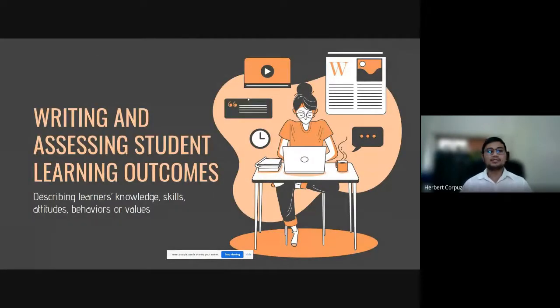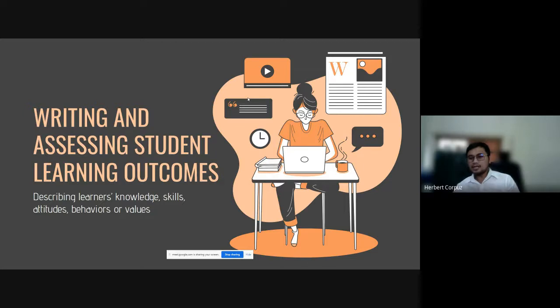Now, we proceed to the first topic under lesson three, which is about writing and assessing student learning outcomes. So when we do assessment or when we write student learning outcomes, we are actually describing learners' knowledge, skills, attitudes, behaviors, or values.